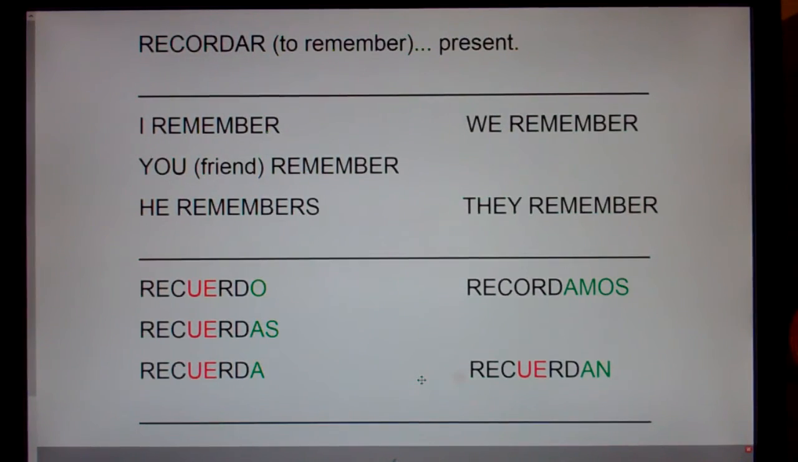Now, what's the only form of recordar to remember where the O does not turn into UE? Well, that would be the we form. Why doesn't the we form change? Because we keep our letter.